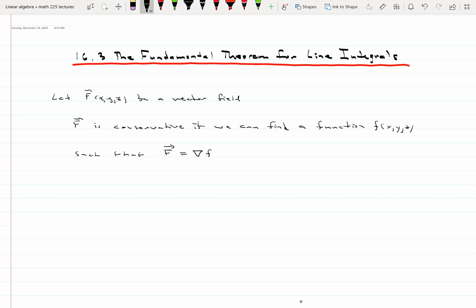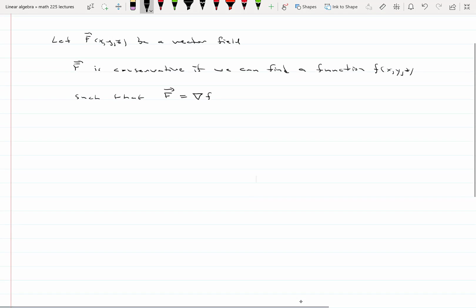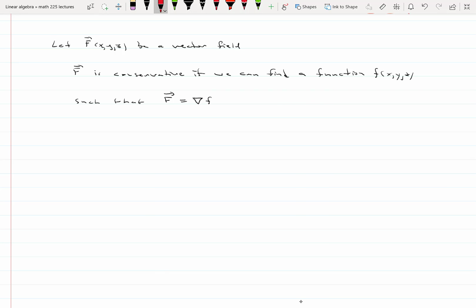Right now this may seem very strange, but to a student of calculus-based physics, this idea of having a scalar function is enormously important. The function f of x, y, z is called a potential function.